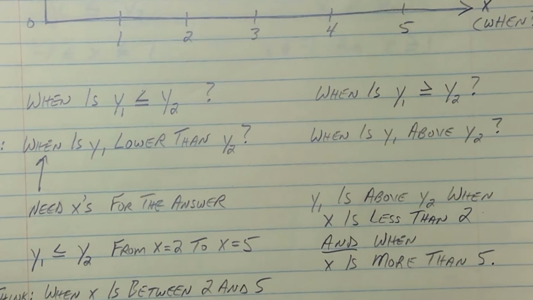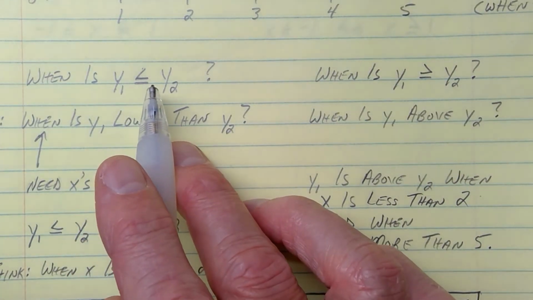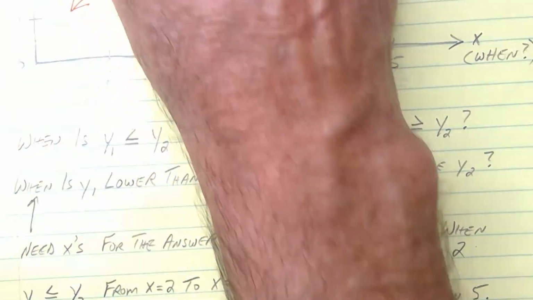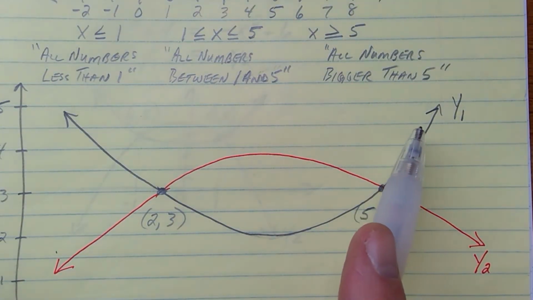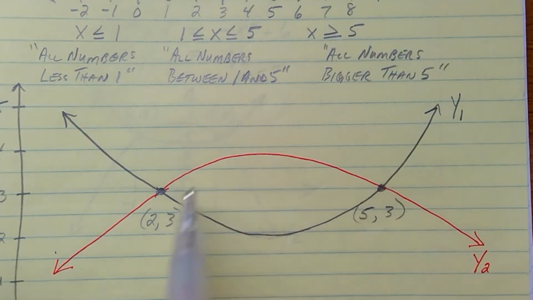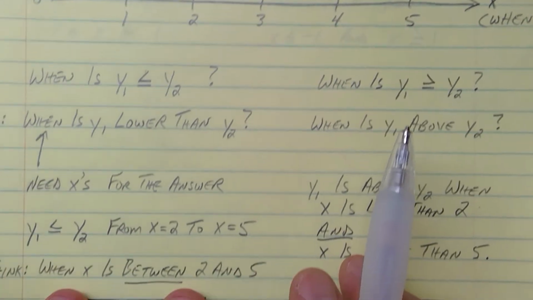So here's some situations based on that graph up above. When is y1 below y2? Let's go back and look at that. When is y1 below y2? Here's y1, the black curve. When is it below the red curve? Just right in here, in between 2 and 5. So I've got to say that.